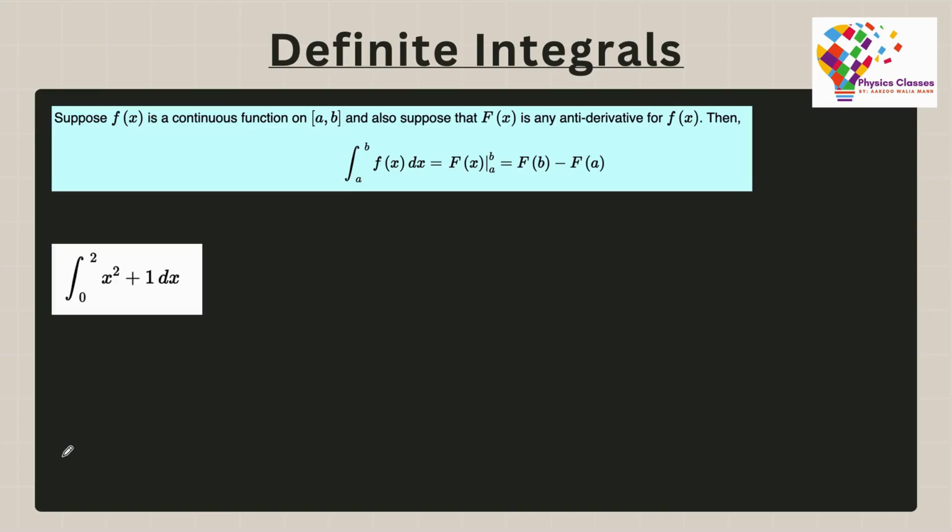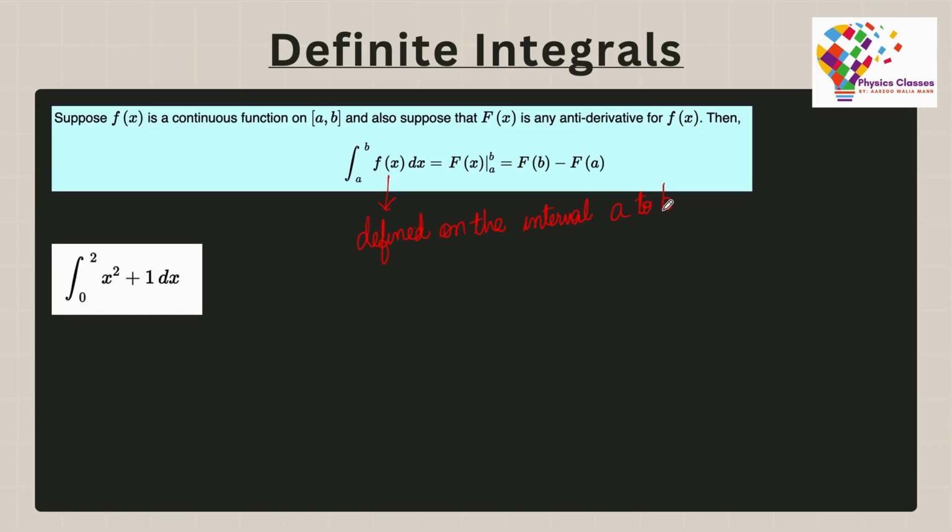By definition, as you can see, suppose f(x) is a continuous function on [a, b]. Also suppose that F(x) is any antiderivative for f(x). Then if you integrate f(x) dx over the interval a to b, whatever is your answer of the integral, you take that and apply the limits a and b. First you substitute b, then you substitute a, and then subtract the two. So this particular integral is being defined on the interval a to b. Let's try and do one example here and understand.